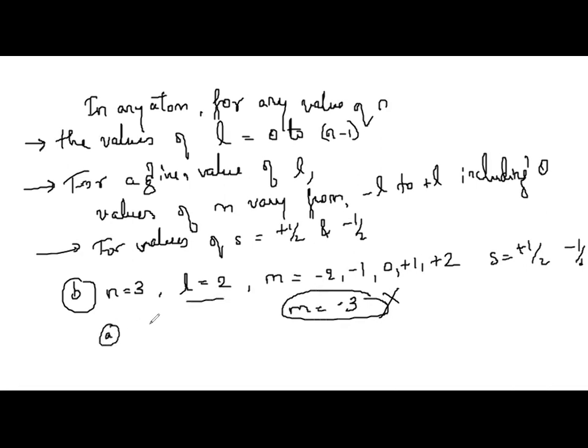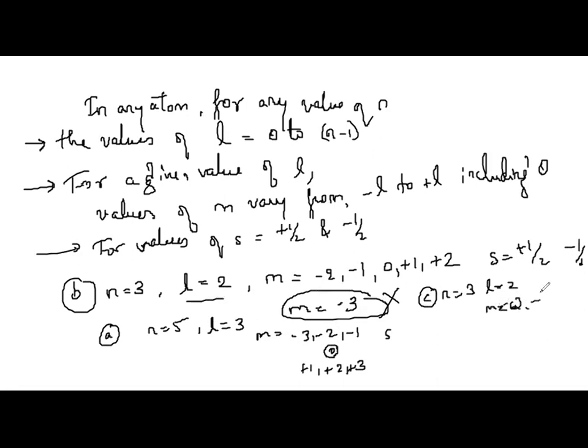Look at the other options. Look at option A. N is equal to 5 and L is 3 they are saying. So M values vary from -3, -2, -1, 0, +1, +2 and +3. So M is 0. So 0 is present, and yes, they have given it. Look at option C. N is equal to 3. L is equal to 2 they have said. So M values vary from -2, -1, 0, +1, +2. Is 0 there? Yes, 0 is there. Last option, you see, N is equal to 4. L is equal to 0 they have said. So M value is 0. So 0 is there. It is given.